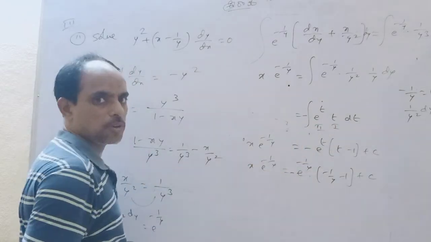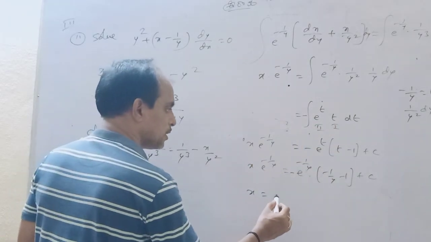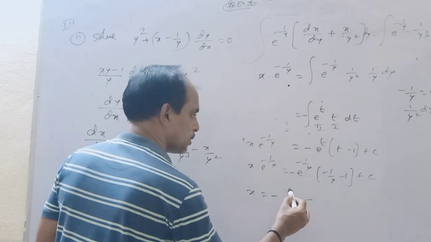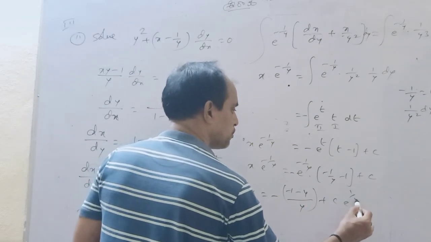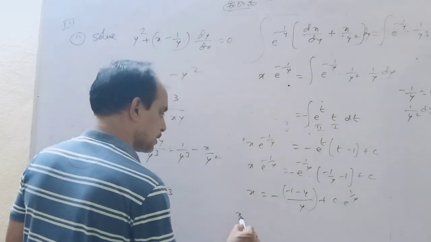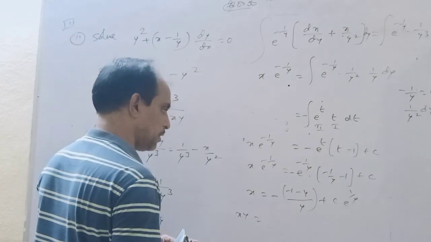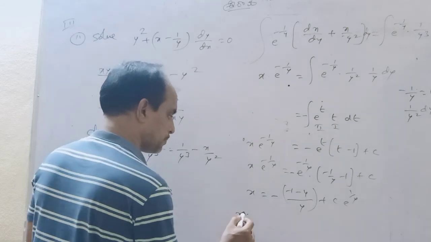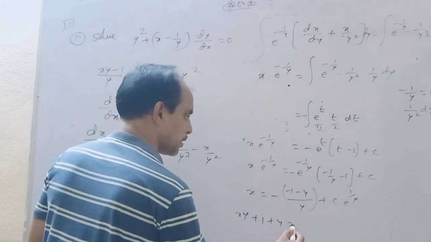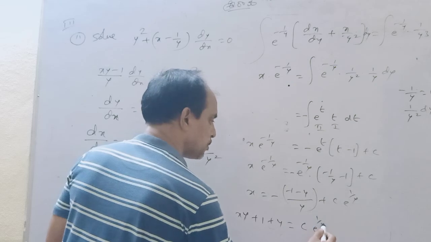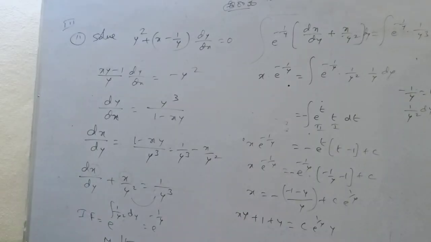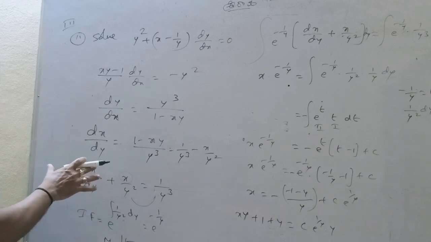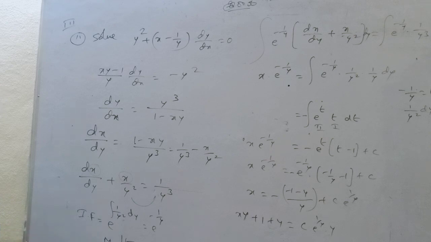Now we divide with e power minus 1 by y. Then what will we get here? That is minus of minus 1 minus y plus c into e to the power of 1 by y. That is xy is equal to, xy plus 1 plus y is equal to c into e power 1 by y into y. So this is the solution of this differential equation. So these are some important questions in the last exercise in the differential equation. Okay. Thank you.